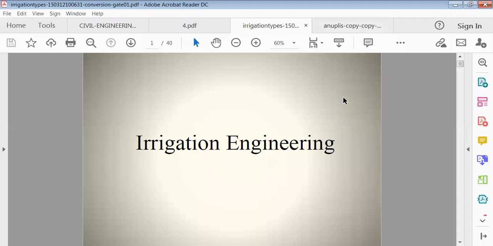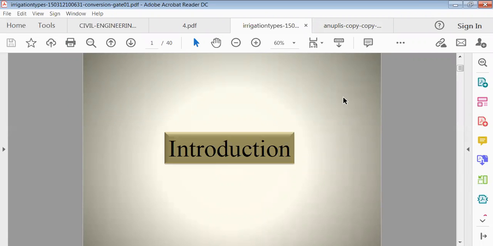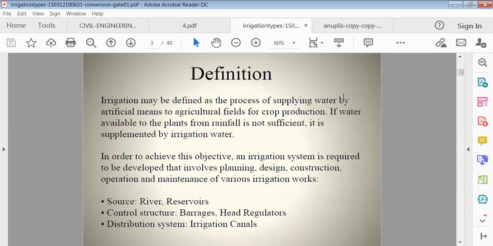Hello everyone. So next, let us start with module 4, that is irrigation and irrigation engineering. Let us start with the introduction. Irrigation is the artificial supply of water to the agricultural fields for crop production or cultivation. This is useful when there is insufficient rainfall, and that's how we have to be dependent on irrigation for the artificial supply of water.